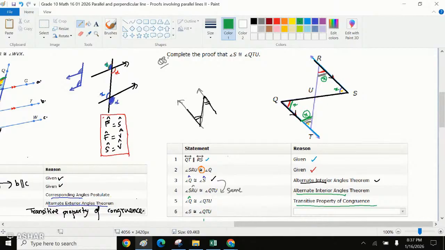Okay, the next one we have is angle S, this given angle, and QTU. This QTU or QTR is exactly the same thing. Again the same thing, right? The two angles at the base. We say this is again transitive property of congruence. We can still say they are exactly the same.